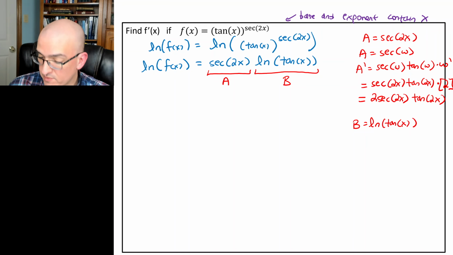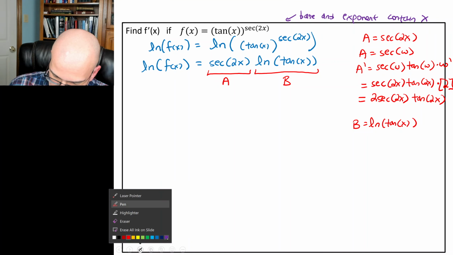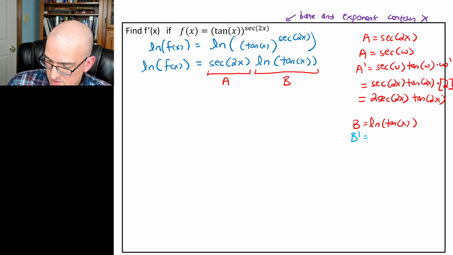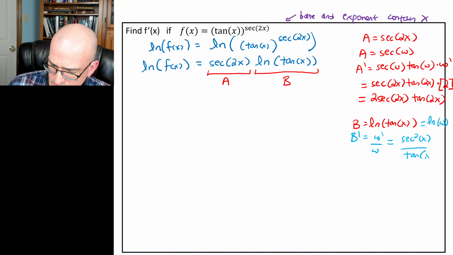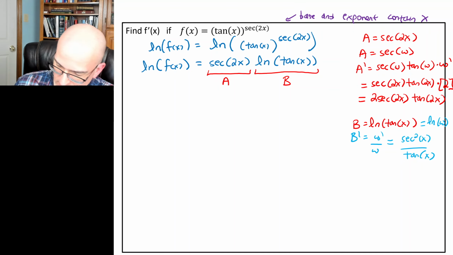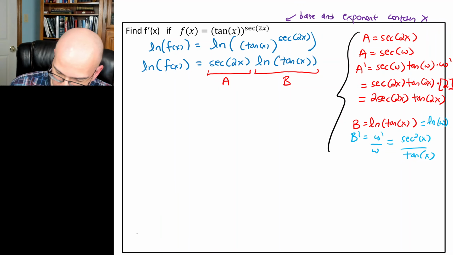Now b, when we find b prime, since this is the ln of w, we're going to have w prime divided by w. So the derivative of tan of x, which is secant squared of x, divided by tan of x. Don't do weird stuff. Leave it alone. Don't look for simplifications. Even if they're there, don't bother. Okay, now we're going to plug those in when we take the derivative of both sides.